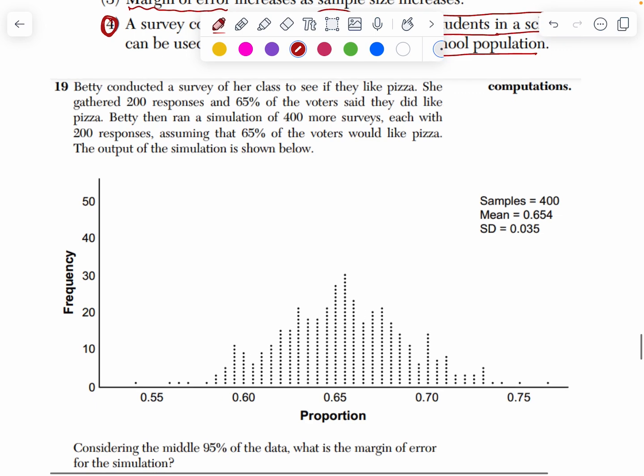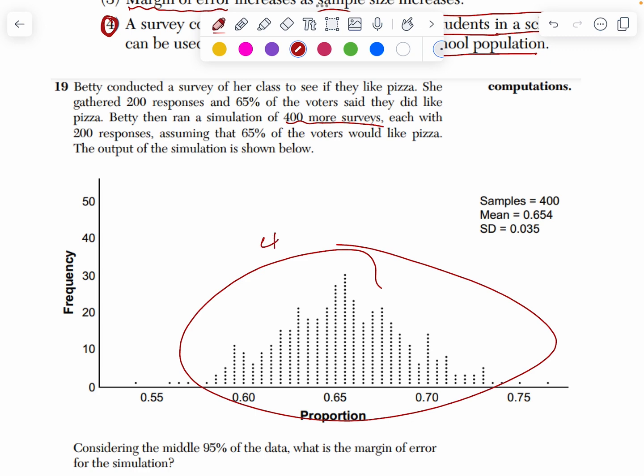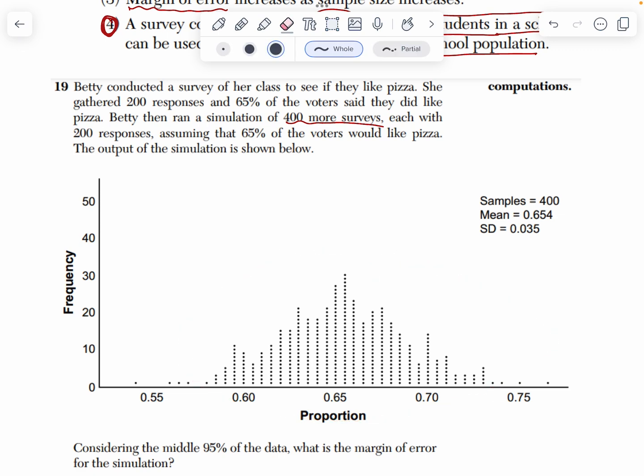Okay, now, what are these dots? Each one of these dots represents somebody from the sample set. So of the 400 more surveys that we have in the question, there should be 400 dots in this section. I'm not going to count it, but that is what should be occurring here.